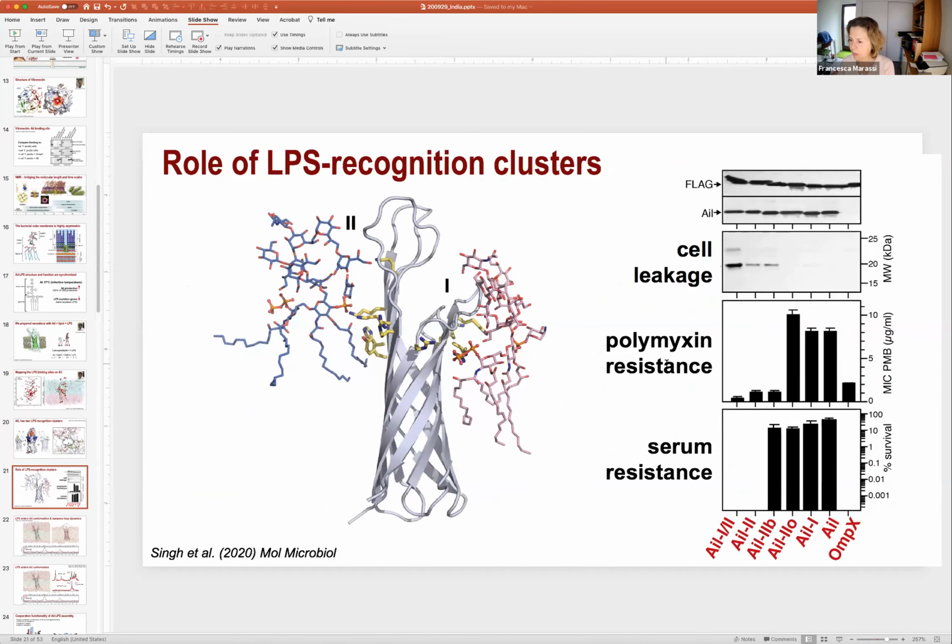And indeed, when we went and mutated these various sites together with Greg Plano, we found that the interactions of Ail with LPS mediated by these cluster 1 and cluster 2 residues are really important for preventing things like cell leakage, shown up top, for promoting polymyxin resistance, or resistance to antibiotics that is dependent on a disruption of the outer membrane, and for promoting serum resistance. So these residues in Ail are critical for establishing interactions with LPS and for ensuring that the virulence phenotypes of the protein are preserved.